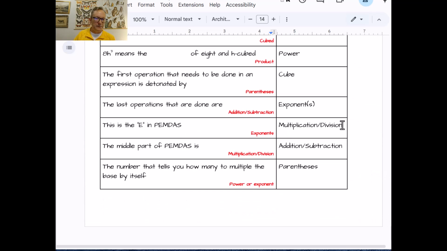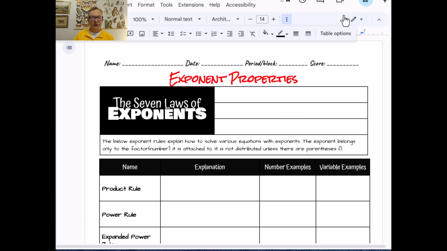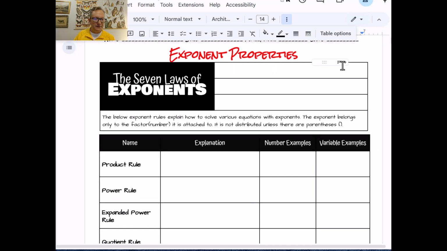And next is our expert level. The expert level, we got a lot going on in the expert level. It's where we get into the laws of exponents. And there's options here, right?